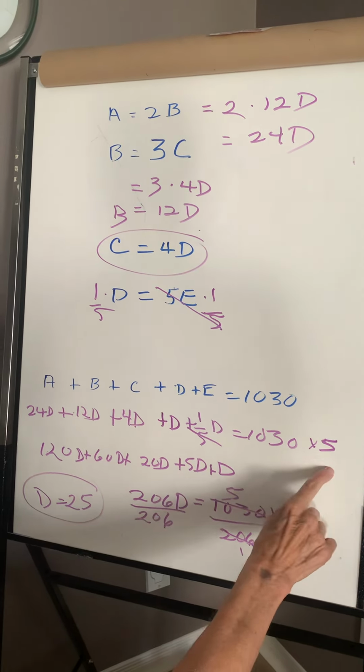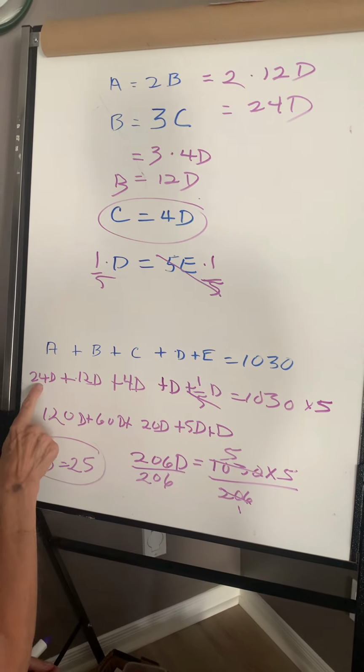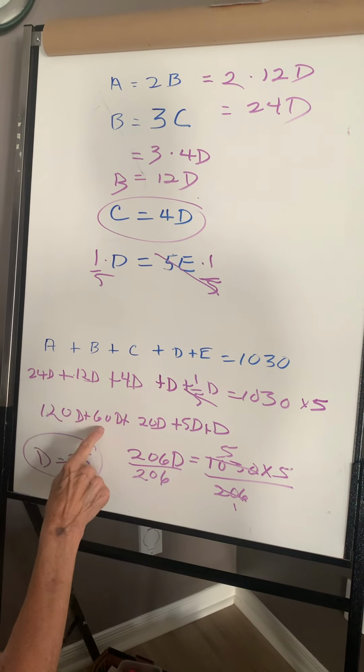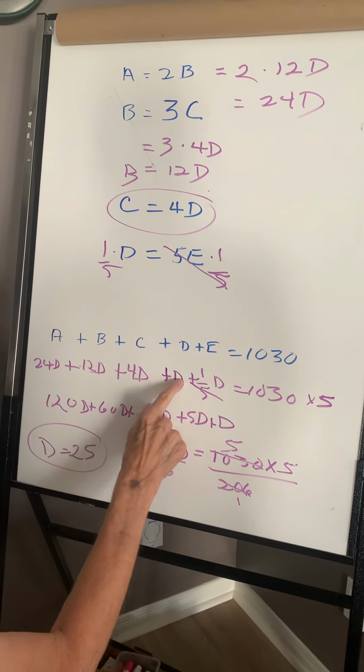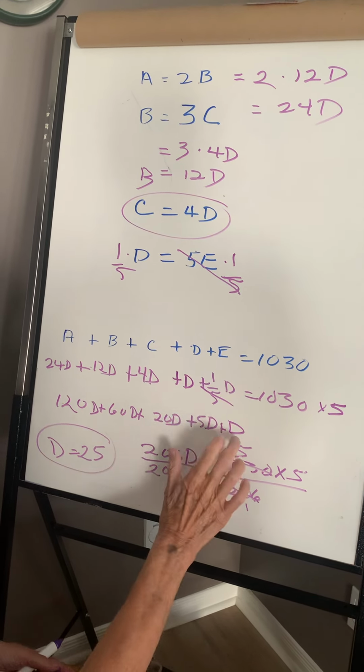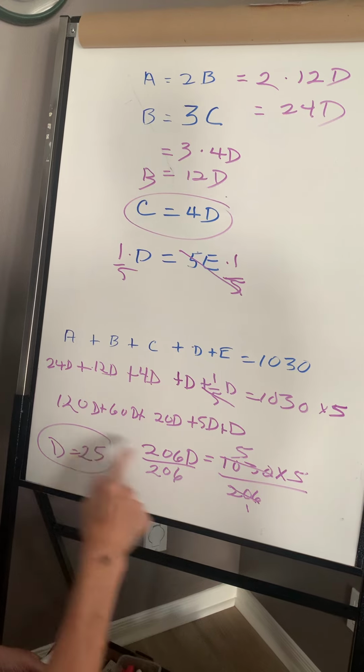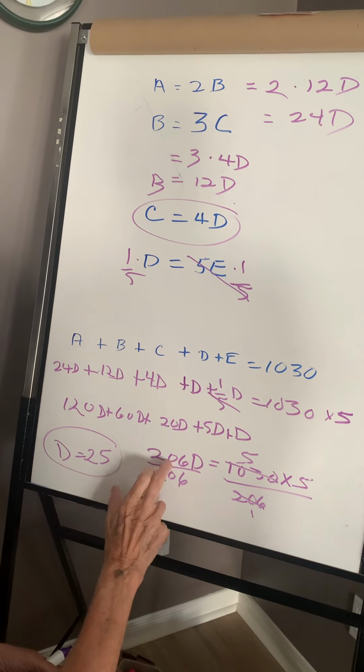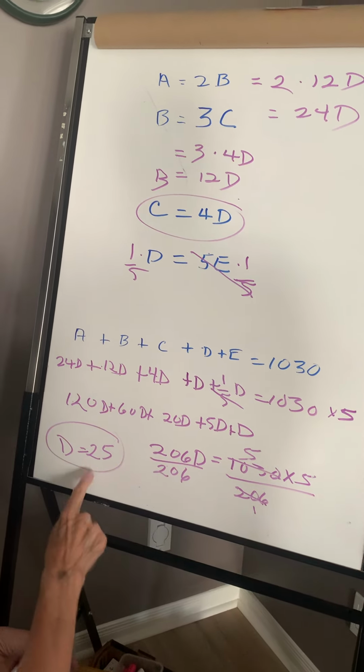So here we go, to get rid of it, times 5, times 5, they just cancel, and D by itself, there you go. Collect like terms, 206 cancels, D is 25.